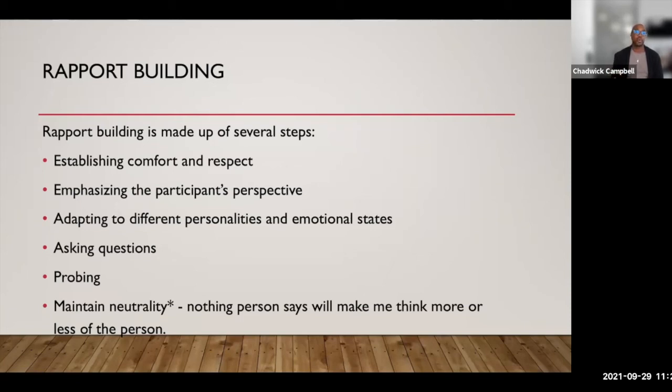So, asking questions, probing, maintaining neutrality. Nothing the person says should make you think more or less of them, and they need to believe that. One important note on neutrality is that you don't want to be so neutral that you seem unresponsive to the participant's emotional state. If someone is telling you a really traumatic story, and it's clearly emotional and difficult for them, and this was Julia's example, if you just sit there and say, tell me more about that, and you can see that the person is having a hard time, they're emotional.